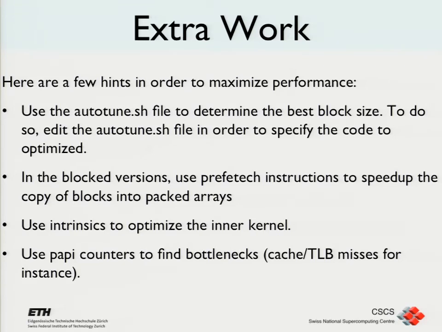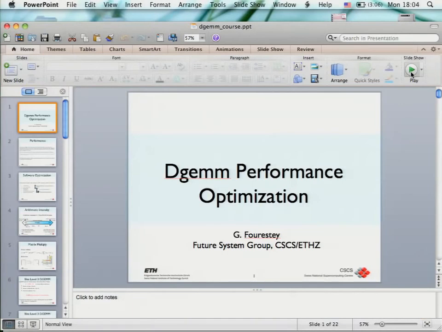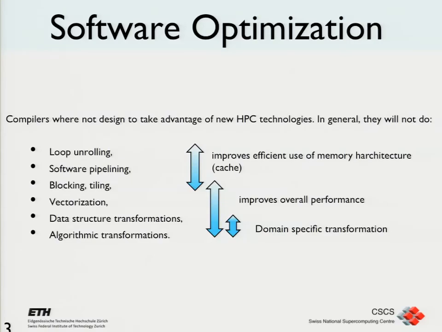So I talked a little bit about the cache. TLB misses are also very important. You can check this with the PAPI counters, and this also will increase your peak performance a lot. Okay, so that's it. This will improve the overall performance by the size of your vectors.